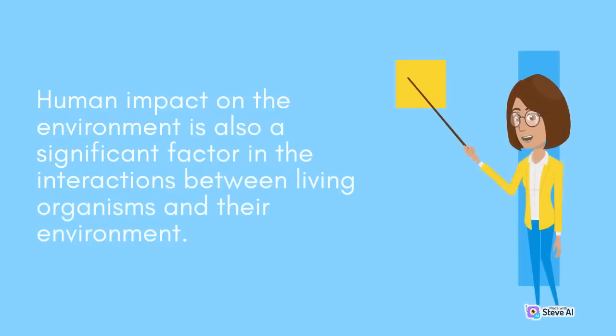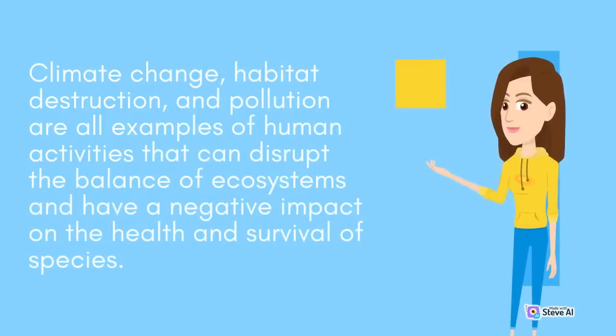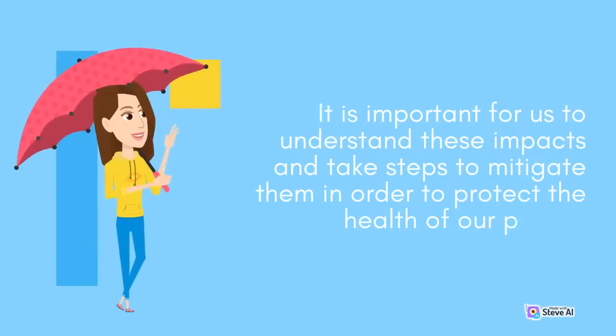Human impact on the environment is also a significant factor in the interactions between living organisms and their environment. Climate change, habitat destruction, and pollution are all examples of human activities that can disrupt the balance of ecosystems and have a negative impact on the health and survival of species. It is important for us to understand these impacts and take steps to mitigate them in order to protect the health of our planet.